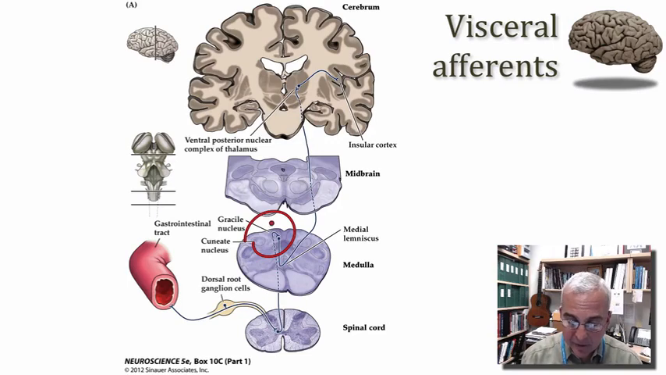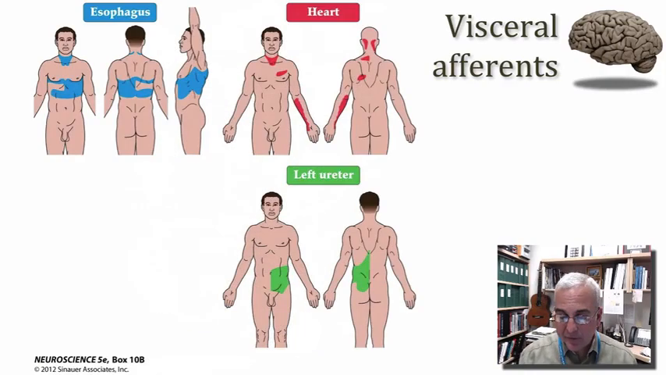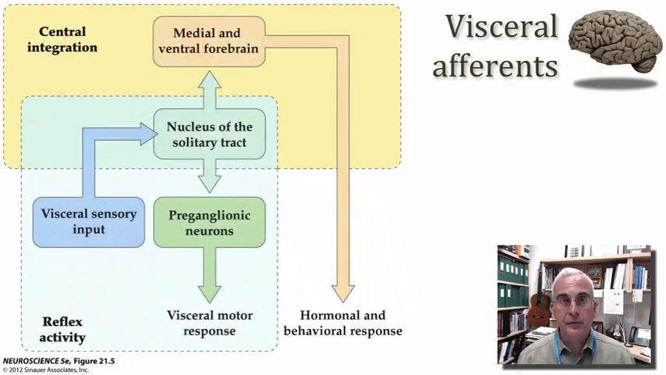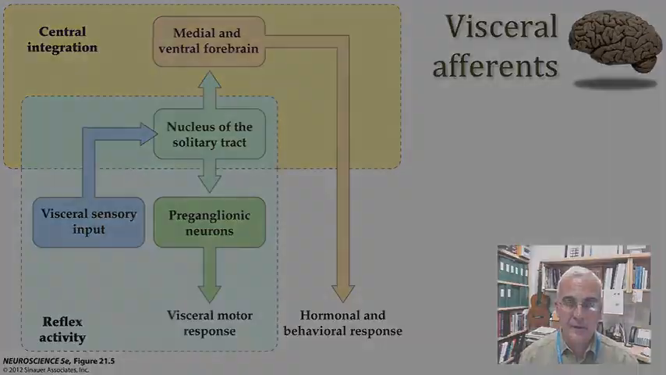At least I think this gracile nucleus is a good candidate where some visceral pain might be referred to a more peripheral target. Well, let's get back to thinking more broadly then about the central integration of visceral sensory signals as the output of the visceral motor system is organized and ultimately coordinated.